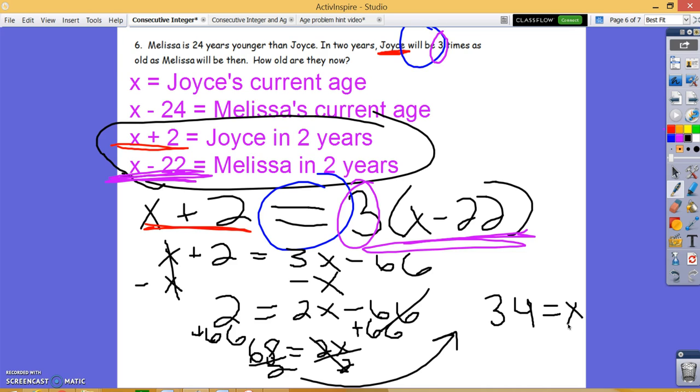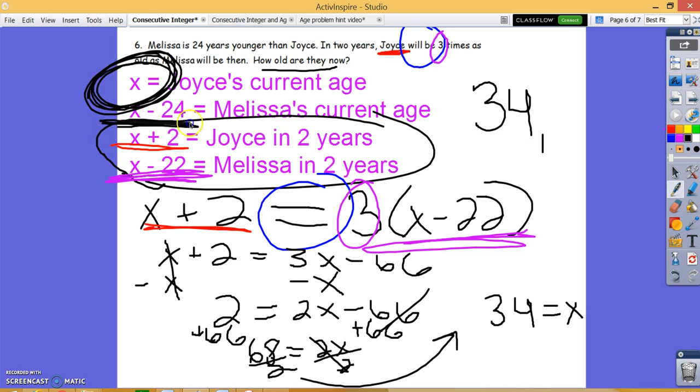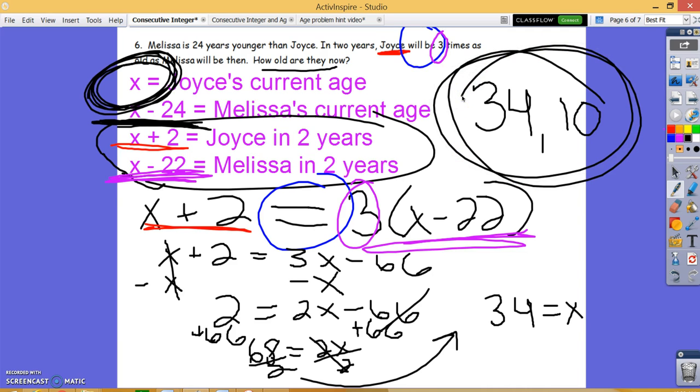Now let's go back and look at our variable definitions. 34 equals x. x was Joyce's current age. So I know when the question says how old are they now, Joyce is 34, and then Melissa is 24 years younger. Melissa was x minus 24, which we see right here. So Melissa must be 10. Now let's go ahead and check this. It says that in 2 years, Joyce will be 3 times as old as Melissa. Let's think about Joyce. In 2 years, she's going to be 36. In 2 years, Melissa will be 12, and that is 3 times older, so that does work.